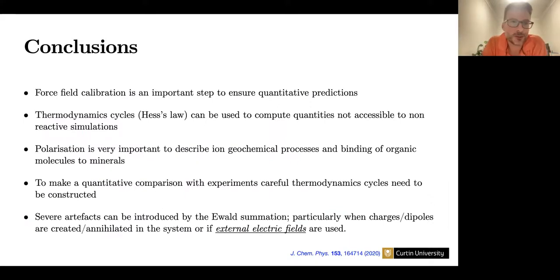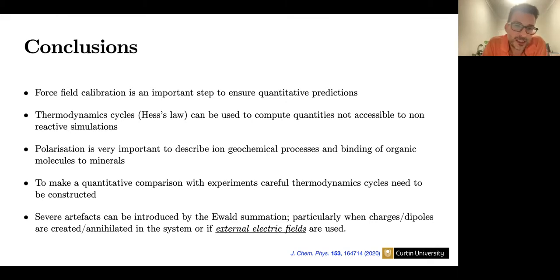So I think I'm running out of time, so I just want to conclude this talk by summarizing what I have shown. Hopefully I convinced you that it's important to have a reliable and calibrated force field to ensure a quantitative prediction of thermodynamic properties that can be calculated experimentally and that we can use as validation and then as a predictive tool. Hopefully I also showed that we can build some thermodynamic cycles using Hess's law to calculate quantities that sometimes may not be accessible to direct simulation, like for example, the pKa of bicarbonate, or to validate and cross-check our method by comparing the solubility and the dissolution free energies with other techniques.